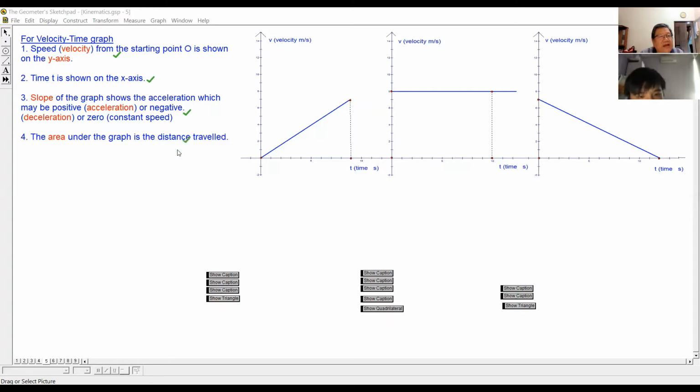Then the second thing is that the area under the graph is now the displacement, the distance traveled or the displacement. So the two things you need to know are: the slope represents the acceleration, and the area under the graph represents the distance. You have to remember these two.